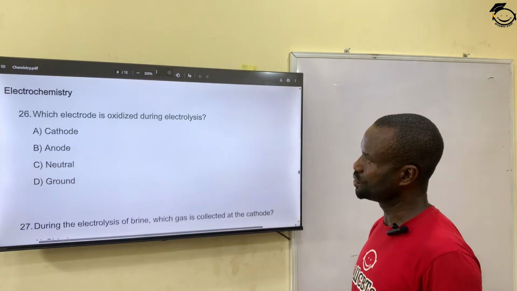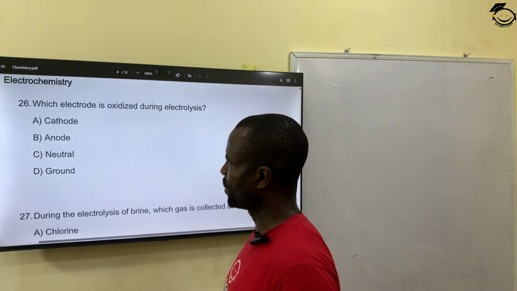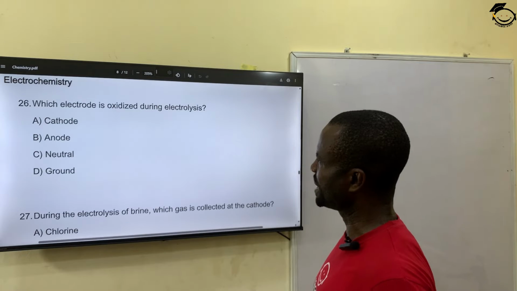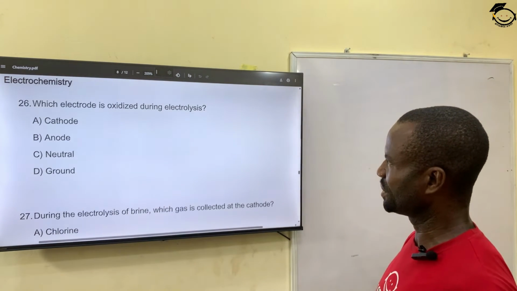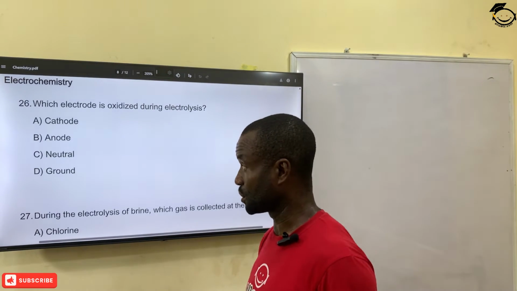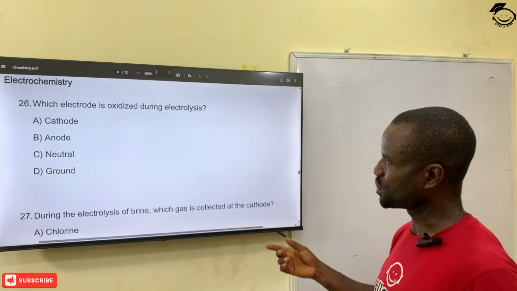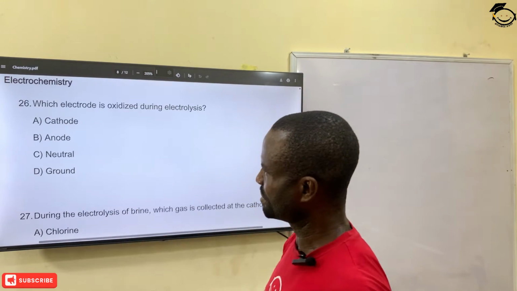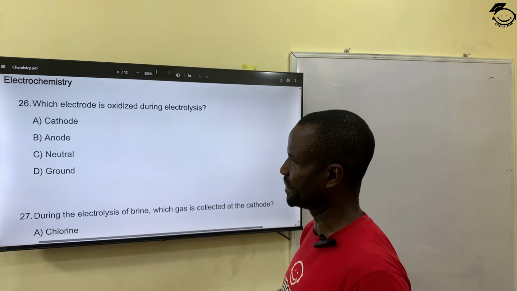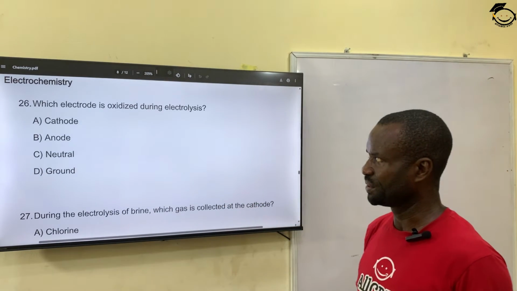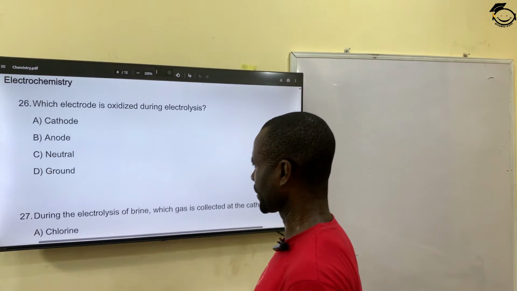Number 26, under electrochemistry. Which electrode is oxidized during electrolysis? Oxidation is electron loss, while reduction is electron gain. So where does oxidation take place? A, cathode. B, anode. C, neutral. D, ground. The correct answer is the anode. Oxidation takes place at the anode. So the correct answer is B.